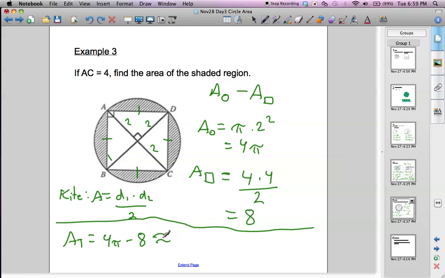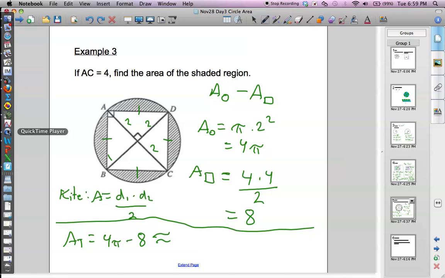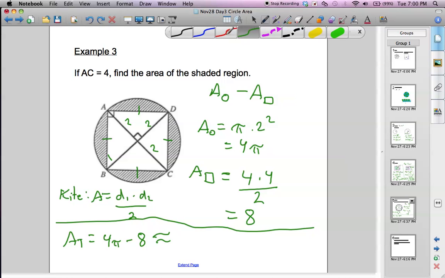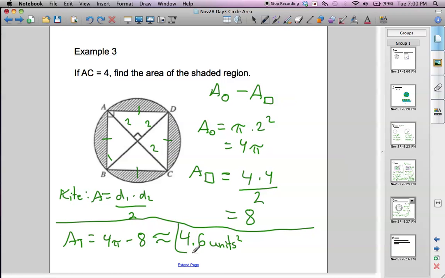And if we need a decimal answer, let's get that with our calculator. We're going to do 4 pi minus 8 equals, so we get about 4.6. So our answer is 4.6. Any units given? No, no units given, so let's call it units squared. Final answer.